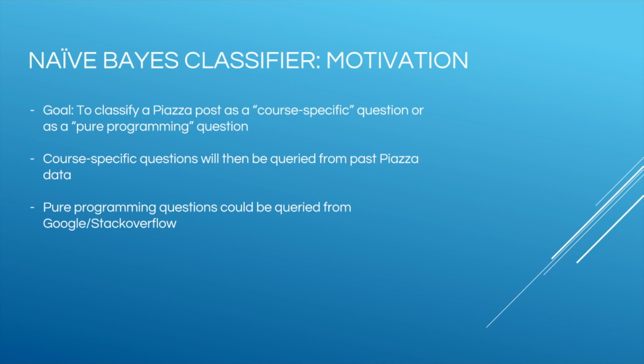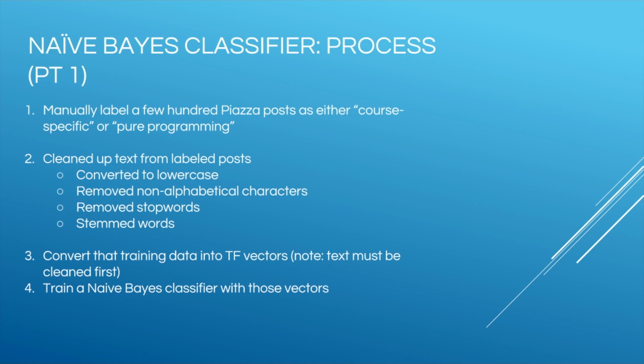The reasoning for this is that those course-specific questions are probably best queried off of past Piazza data, whereas pure programming questions could actually be queried from Google or Stack Overflow. The process of classifying this had a couple of steps. The first thing we had to do, which was really tedious, was to manually label a few hundred Piazza posts and we had to label them as either course-specific or pure programming, like I said.